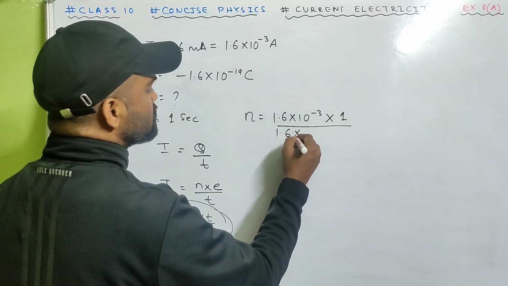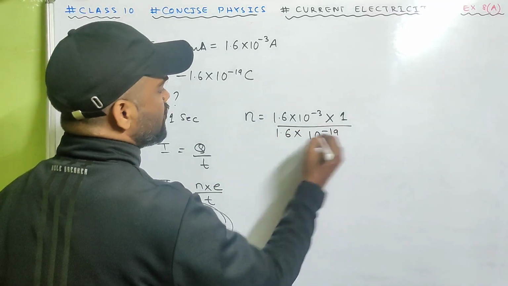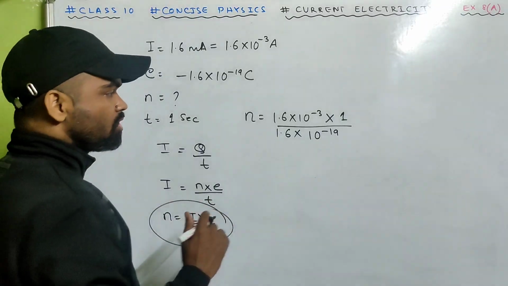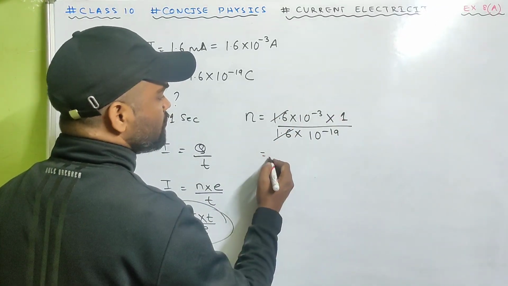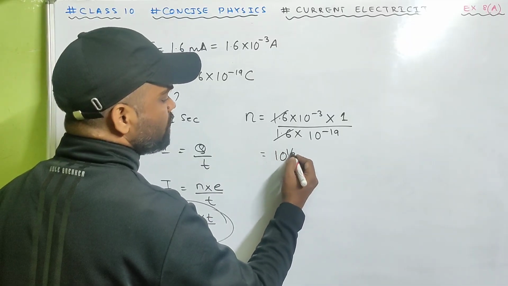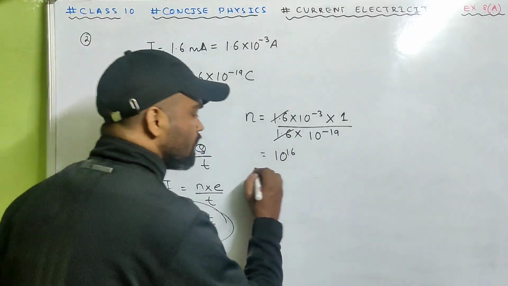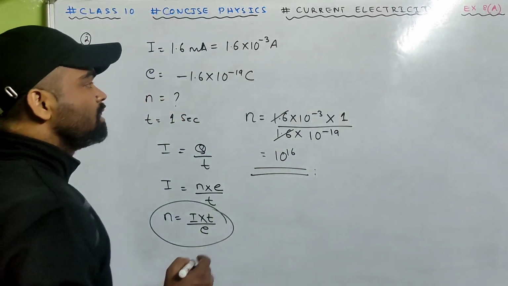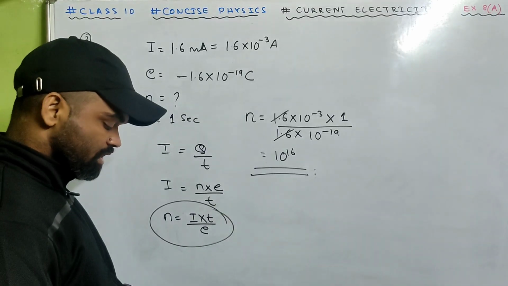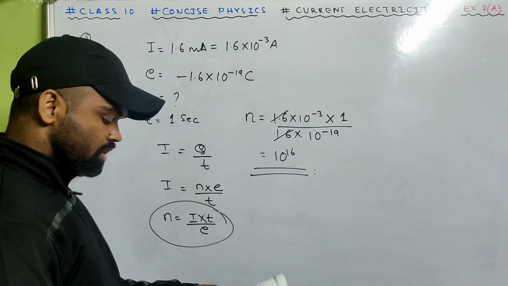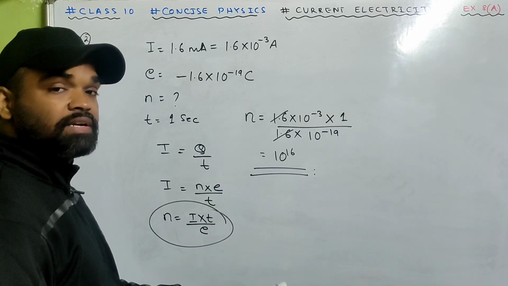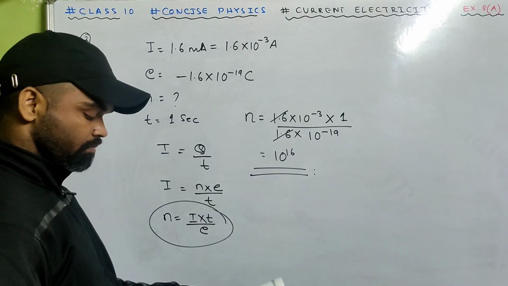So 1.6 10 to the minus 19. Yes or no? Just simplify it. So this goes up. So 10 to the power 16 remains when you solve it, which means number of electrons will be 10 to the power 16. Yeah, that's the answer. The number of electrons that will pass each second through the cross section of that conductor is 10 to the power 16.